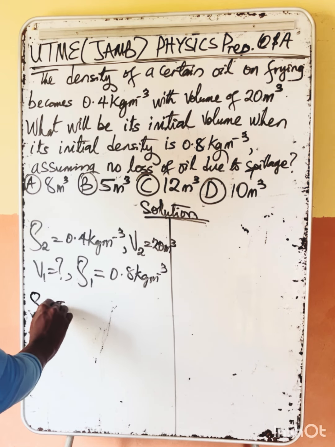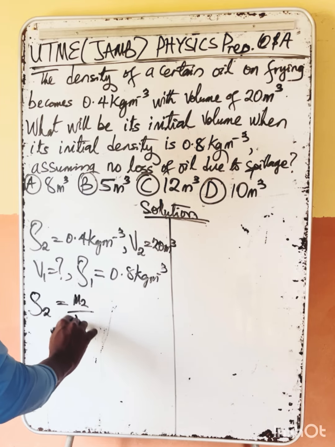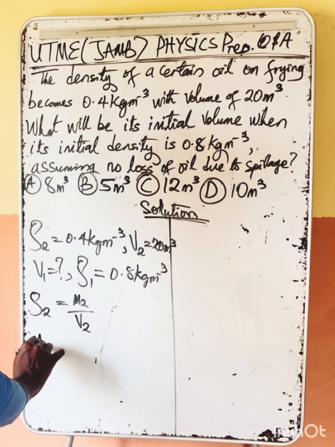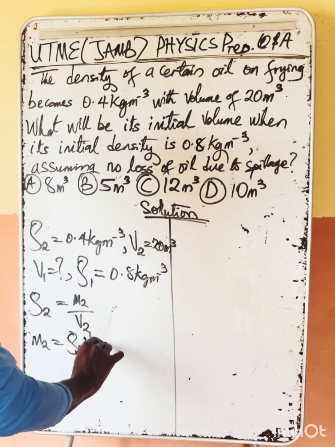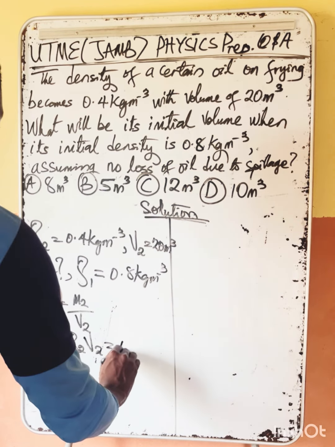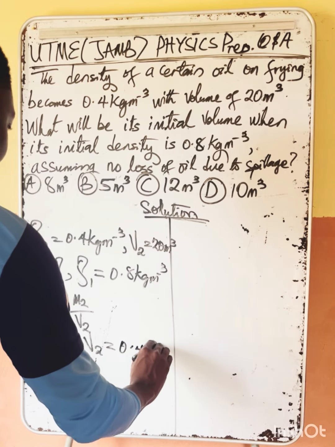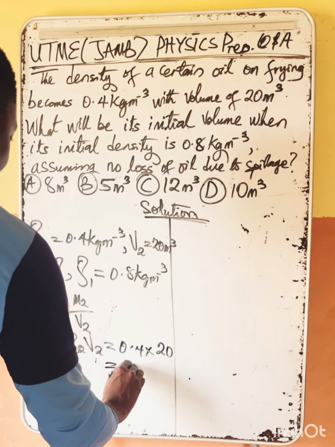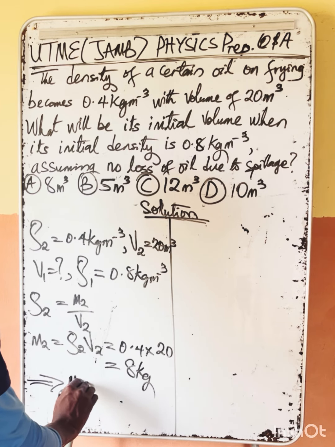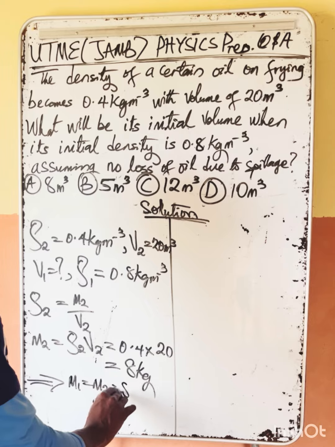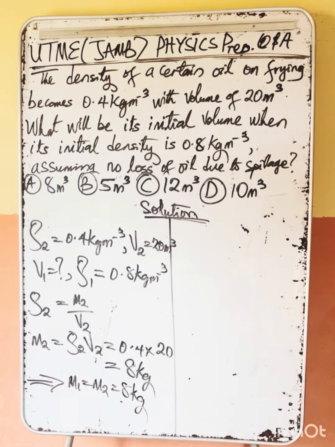Rho 2 is equal to M2 over V2. So M2 is equal to rho 2 times V2. So rho 2 here is 0.4 times V2 is 20. So that will give us 8 kilograms. Okay, and mind you, with what I've said earlier on, M1 equals M2, which is equal to what? 8 kilograms.